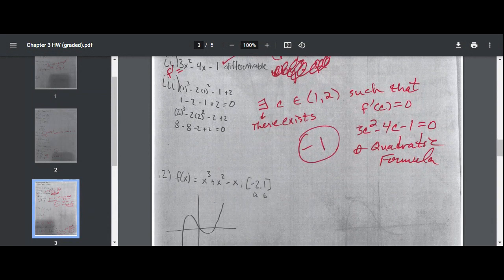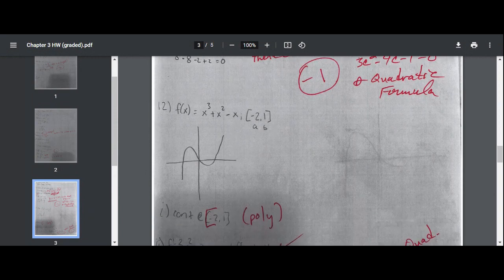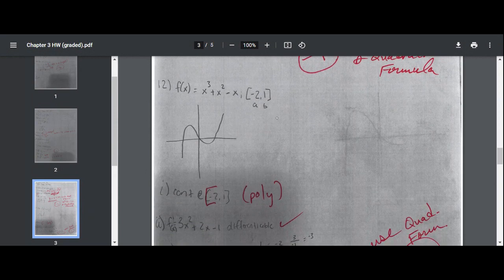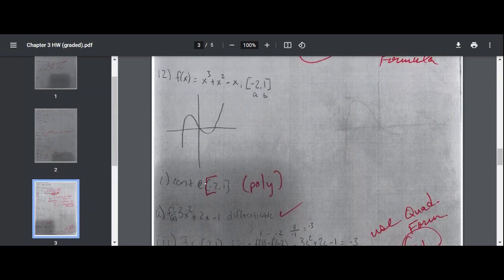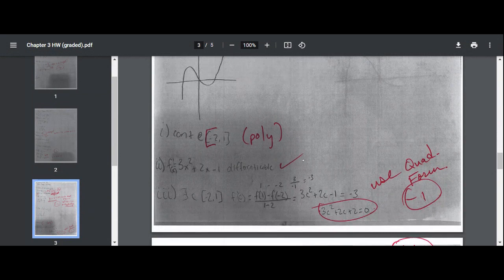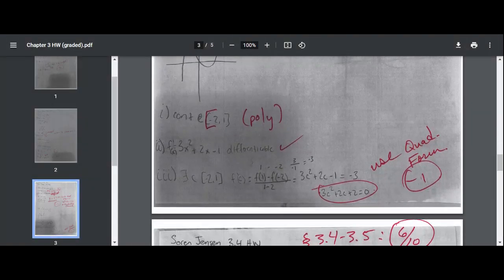So anyway, in this case, you can do -b plus or minus square root of b squared minus 4ac all over 2a, right? Which is on my sheet, on my grade sheet. Okay, same deal here. Now we're using, I think this is the mean value theorem. So continuous on the closed interval, you can just say it's a polynomial. Differentiable on the open interval, you can also say it's a polynomial. You took the derivative, which is fine.